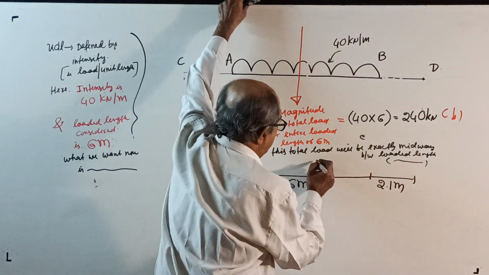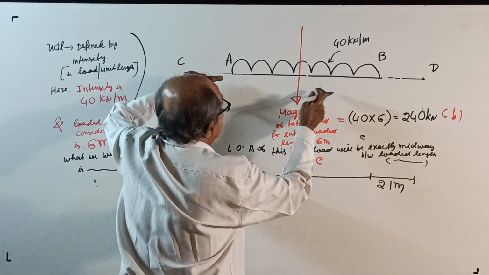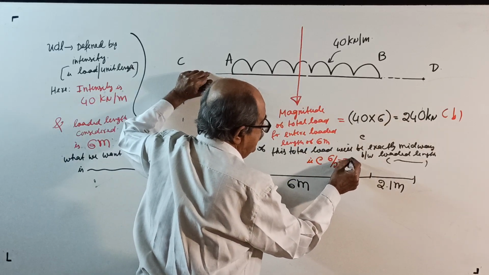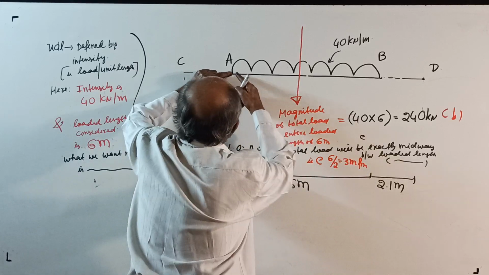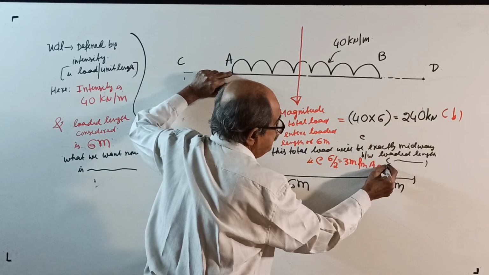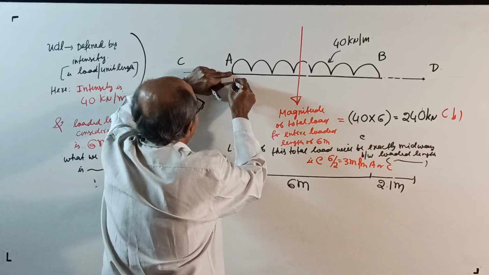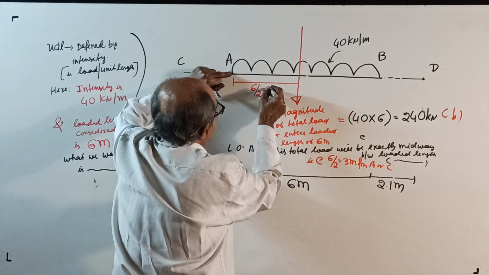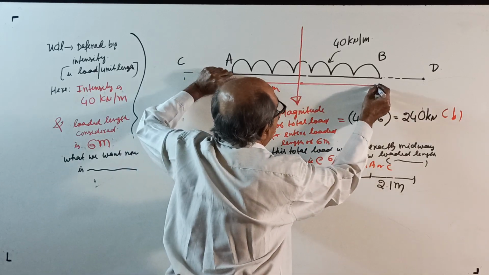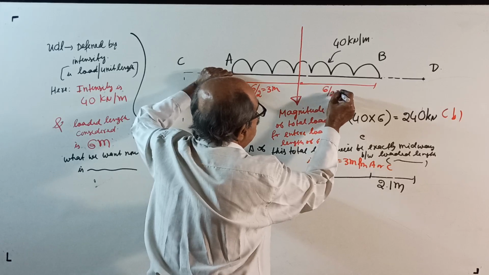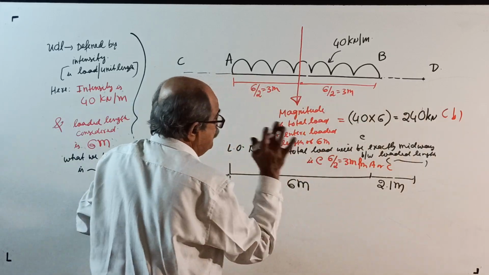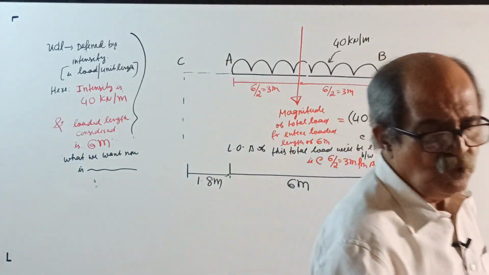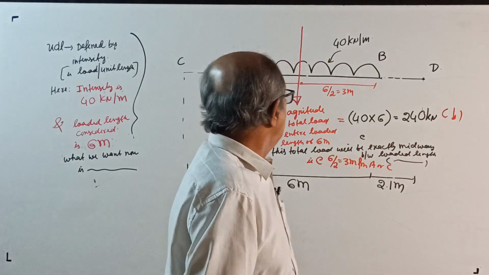That is at, right here, this is 6 meter, 6 by 2 equal to 3 meter from A or C as shown. See here, this distance is 6 by 2 equal to 3 meter. This also is 6 meter by 2 equal to 3 meter as shown in figure. Okay, write this much. Magnitude over, direction over, line of action over.